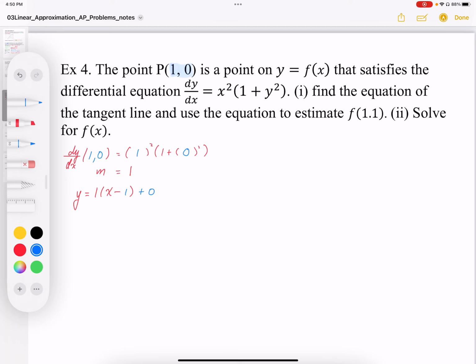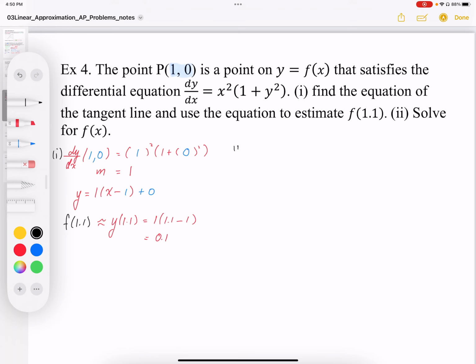So using that, I'm going to say that f of 1.1 will be approximated by the y value on that line, on the linear equation at 1.1. So I'm going to end up with 1.1 minus 1 times 1. And that's going to give me 0.1. So that's my estimation of f of 1.1. That's an approximation. So that's part 1.